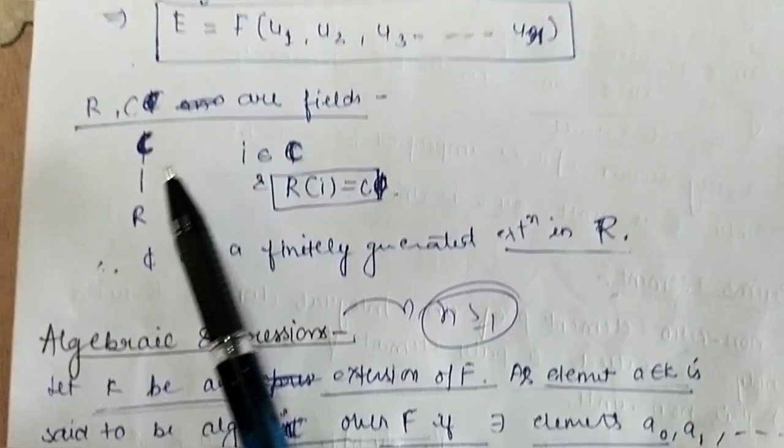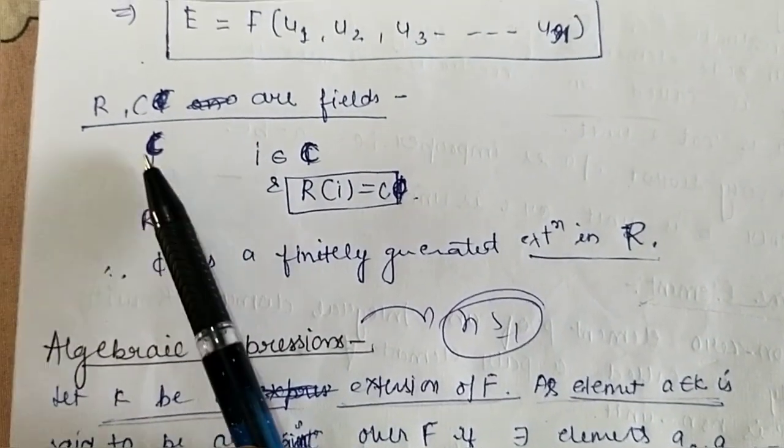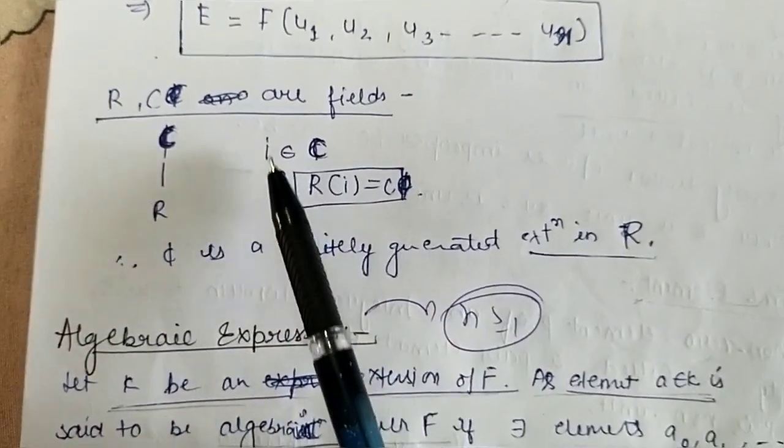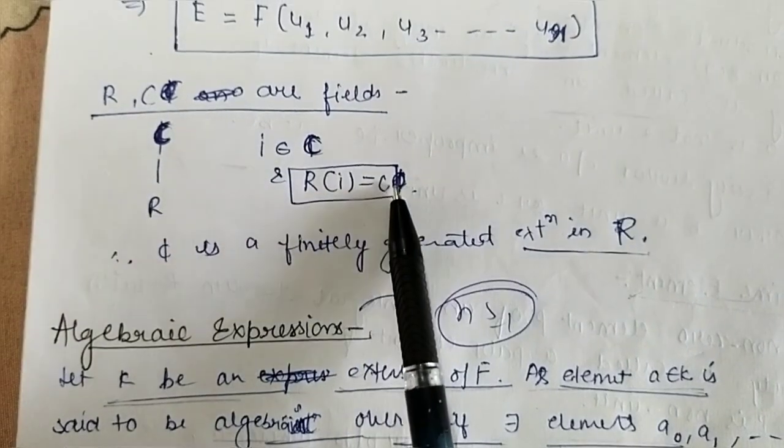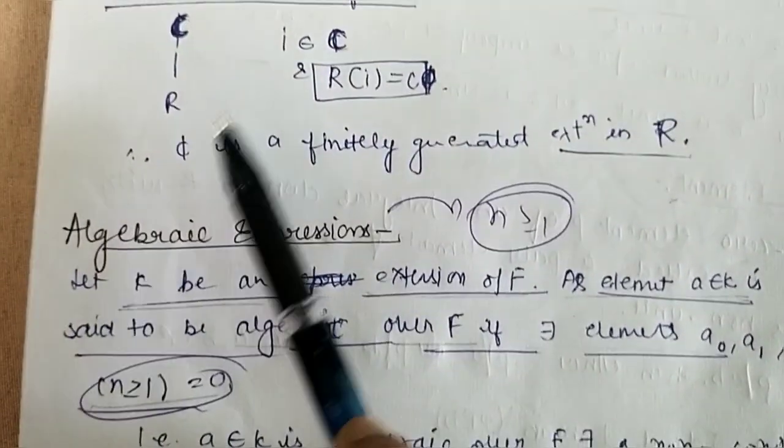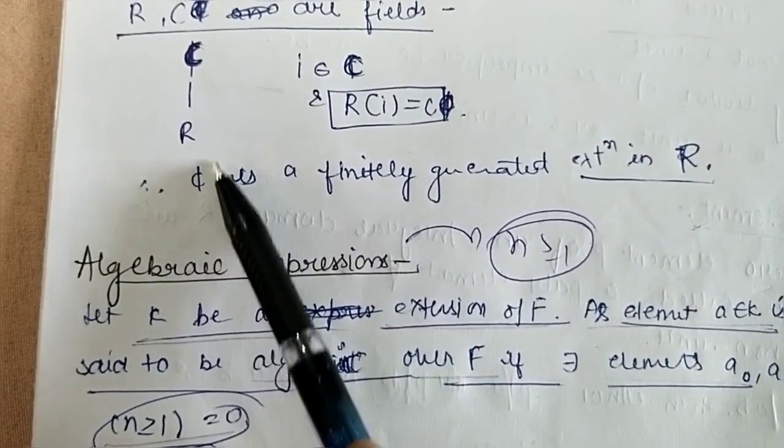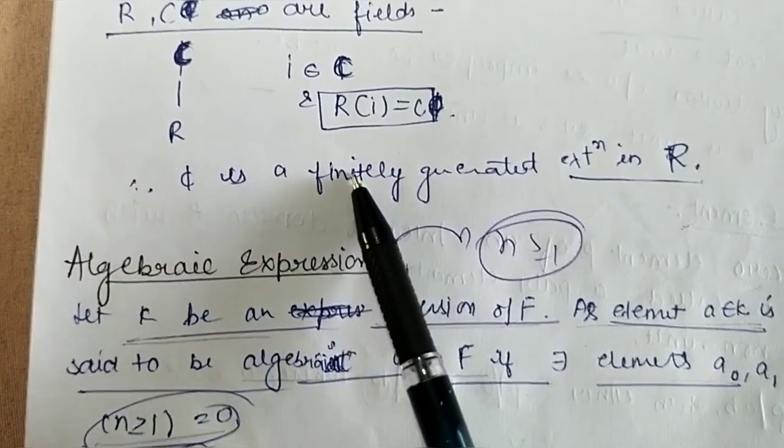R, C, R field. How? Because R is a subset of C, that is R(i) is equal to C. So if we take C, it is a finitely generated extension of R.